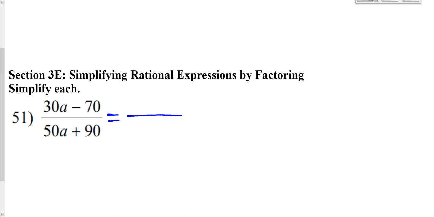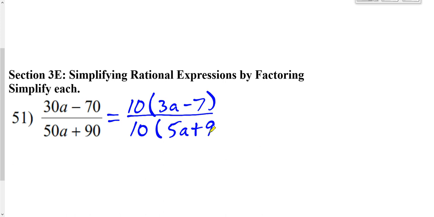Remember, in factoring, you always look for greatest common factor. Looking at the top, we could pull a 10 out of the top, and we'd be left with a 3a minus 7. You'll notice you can take a 10 out of the bottom. That's your greatest common factor. And you're left with a 5a plus 9. Now, since we have a 10 multiplied by the whole top and a 10 times the whole bottom, we can actually cross these 10's out and look at what's left.